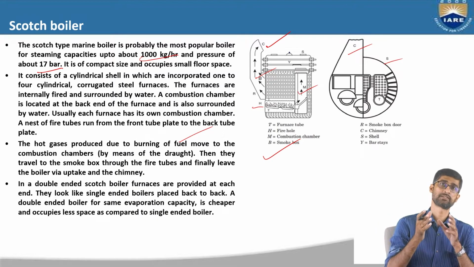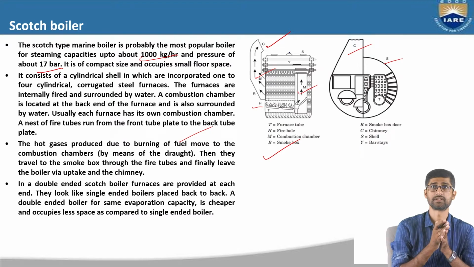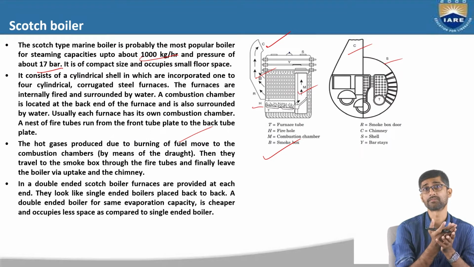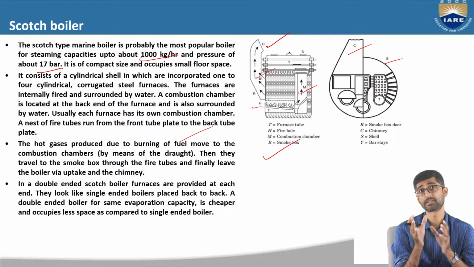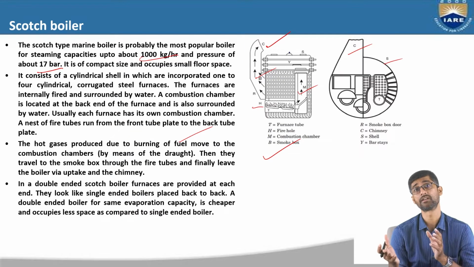If you see in a double-ended Scotch boiler, furnaces are provided at each end. They look like single-ended boilers placed back to back. But a double-ended boiler of the same evaporation capacity is cheaper and occupies less space as compared to single-ended boilers.